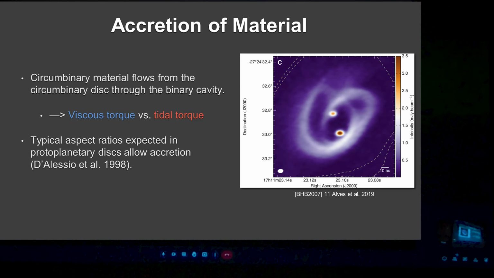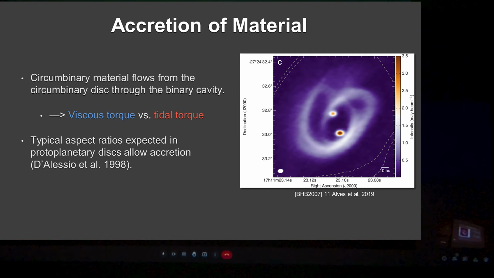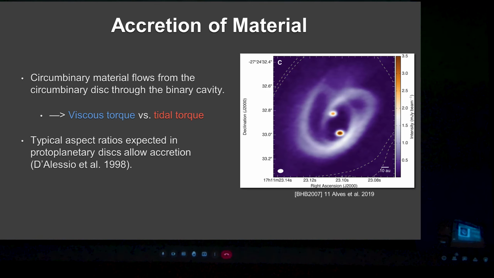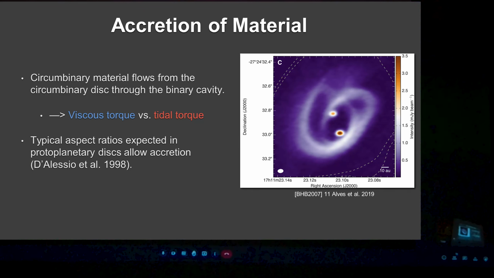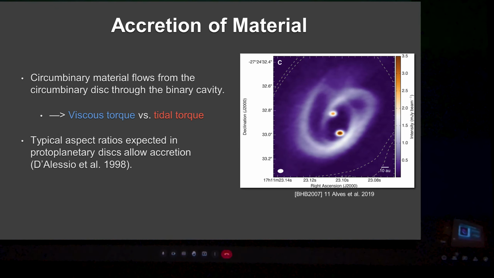So we can actually see this. This is a binary system, BHB 2007-11. You can actually see this imaged observation of streams from the circumbinary disk falling onto the stars, and actually these streams are feeding these smaller disks around each of the stars.